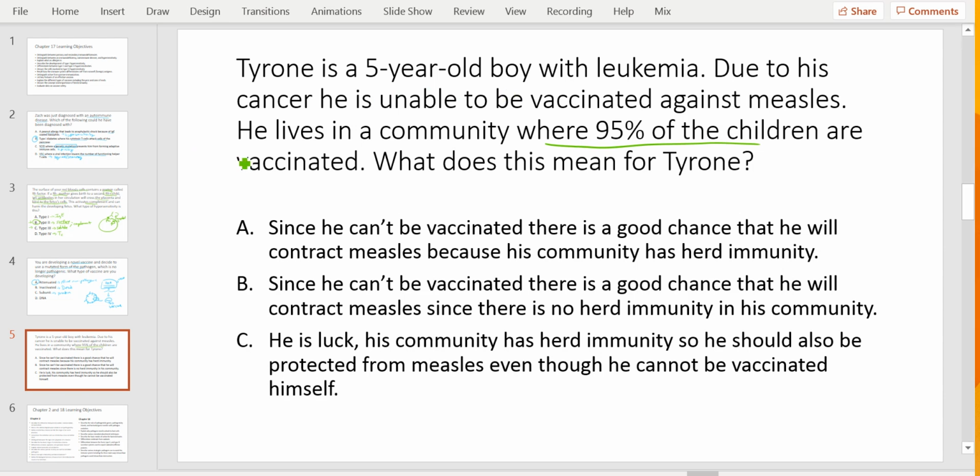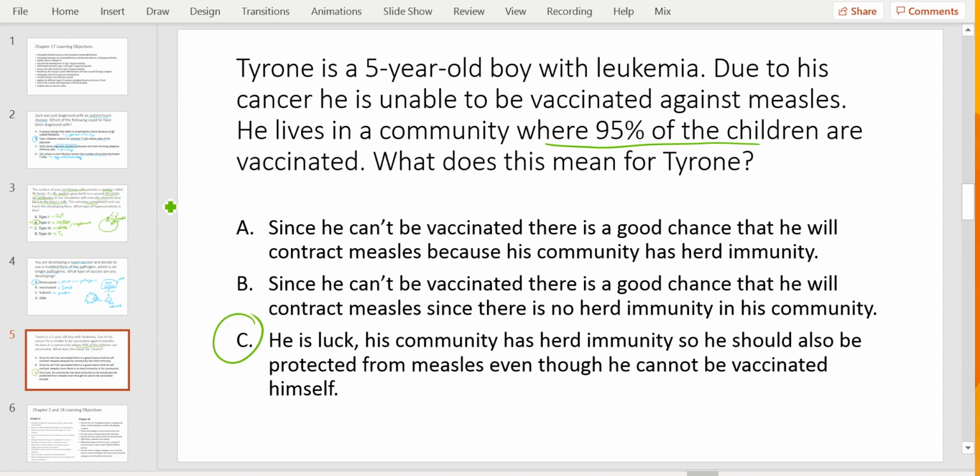Since he can't be vaccinated, there's a good chance he will contract measles because his community has herd immunity. Since he can't be vaccinated, there's a good chance he will contract measles since there is no herd immunity in his community. Or he's in luck, his community has herd immunity, so he should also be protected from measles even though he cannot be vaccinated. And this is the answer to this question.